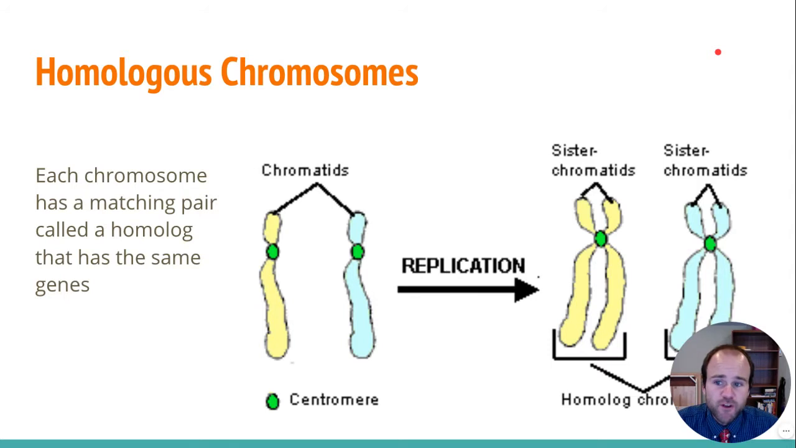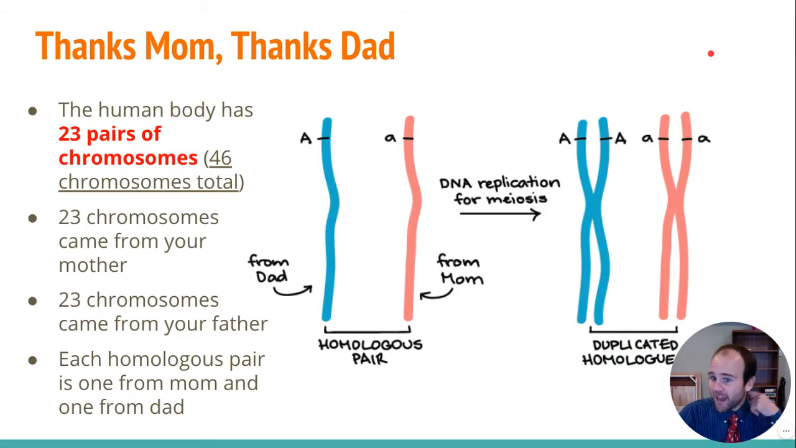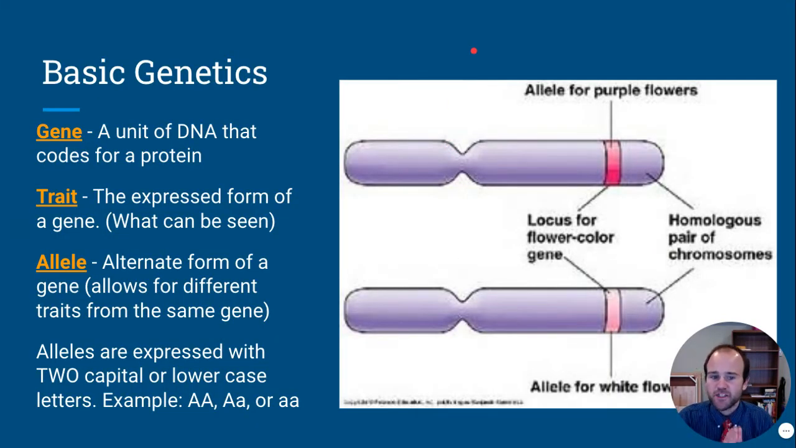Now, every chromosome will also have a homologue or a homologous chromosome. This is a matching pair that has the same genes, but could be a little bit different. So why do we have these homologues? Well, you got one from your mom and one from your dad. So the human body has 23 pairs of chromosomes, or 46 chromosomes in total. 23 of those came from your mom, and 23 of those came from your dad when fertilization occurred. Each homologous pair has one of those from mom and one from dad. So frequently you'll see them colored differently so you can figure out which came from where, and it helps you keep track.